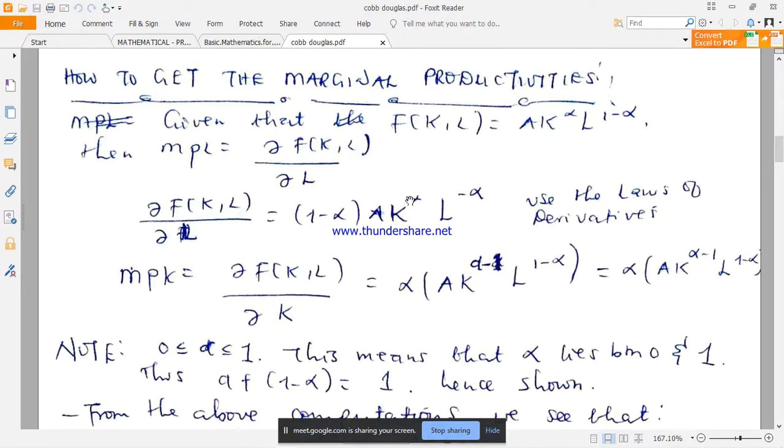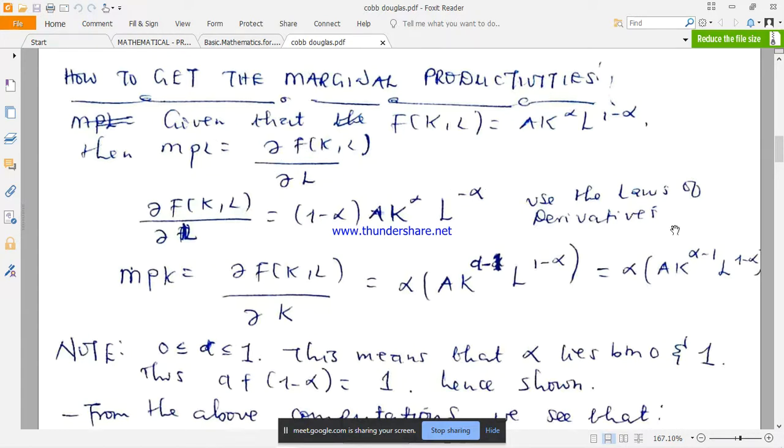This AK to the alpha is constant because this is what we call partial derivatives. We are finding the derivative of this function partially with respect to labor. So we are going to keep technology and capital constant. But then we should reduce the power of labor by 1. So 1 minus alpha minus 1 is just negative alpha. That is how we find the derivative of this particular function with respect to labor.